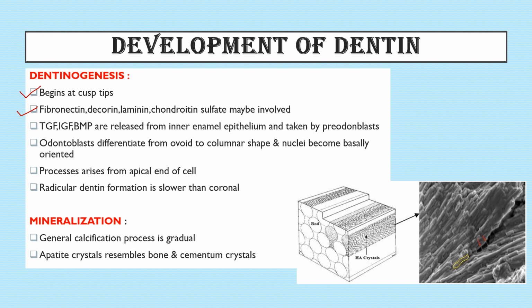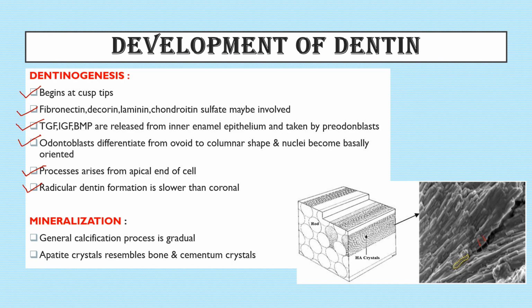and taken by the pre-odontoblast. Odontoblast differentiate from the ovoid to columnar shape and nuclei become basally oriented. And the process arises from the apical end of the cell. And radicular dentin formation is slower than the coronal dentin. These points are theory based. You need to remember these points, like how the odontoblast first, then how they differentiate, where is the nucleus and all.